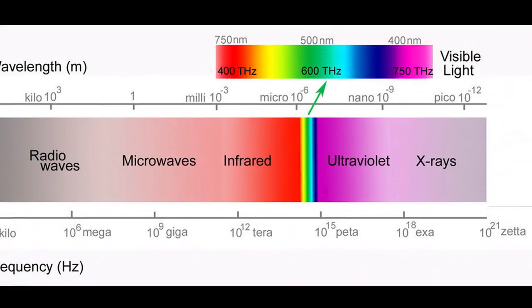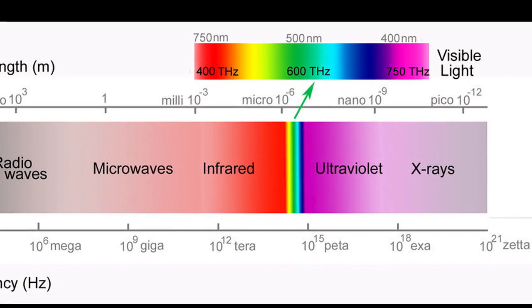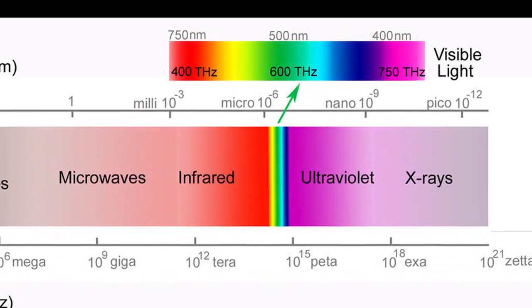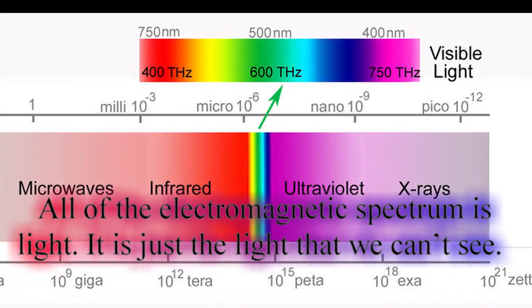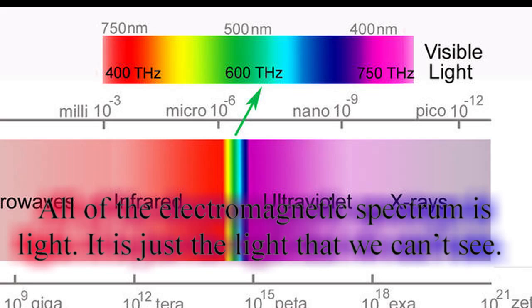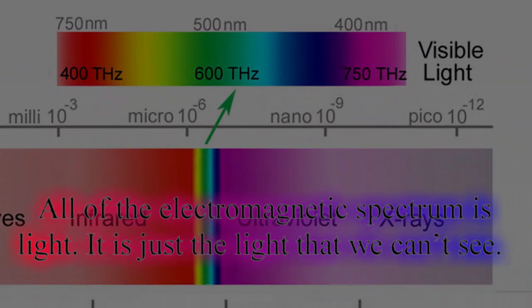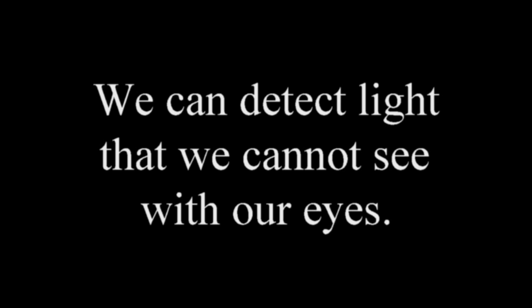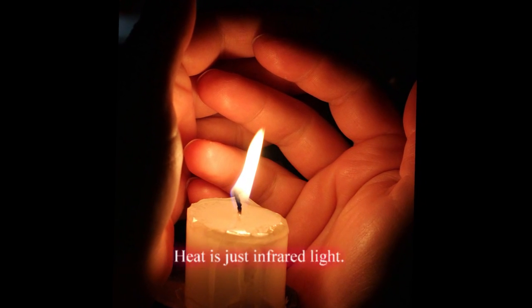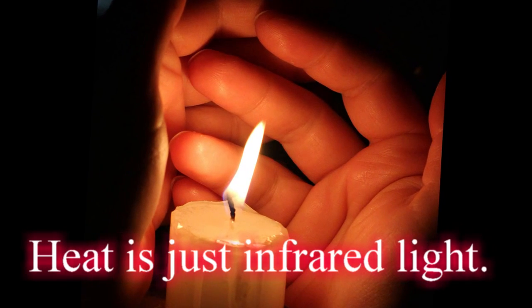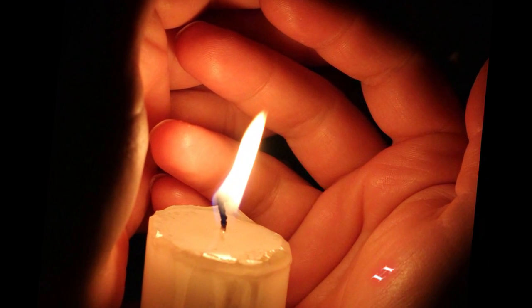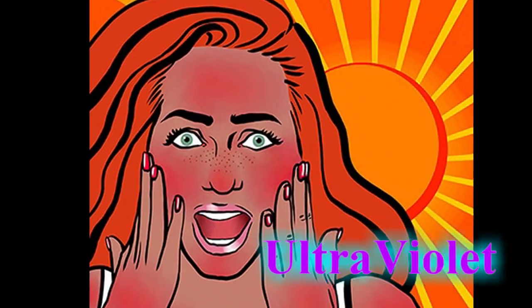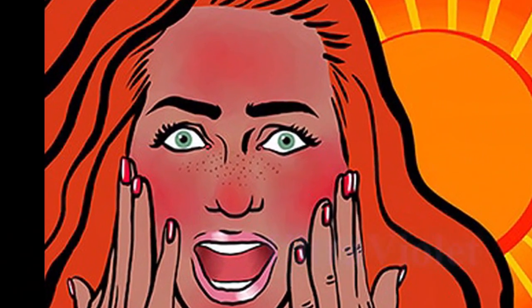The visible part of the electromagnetic spectrum is a very, very, very small part, but all of the electromagnetic spectrum is light. It is just the light that we can't see. We can detect light that we cannot see with our eyes. We can detect it with our bodies. That is, you can feel heat, and that's just infrared light. And you can get sunburned by ultraviolet light.